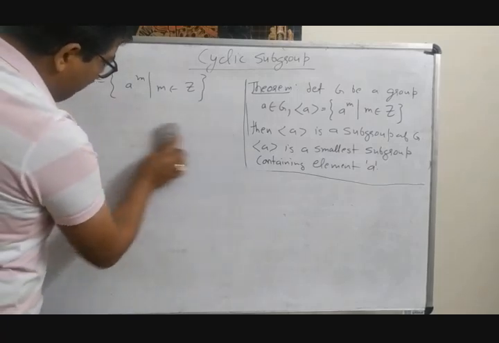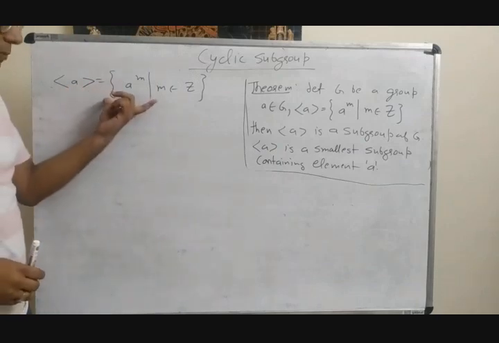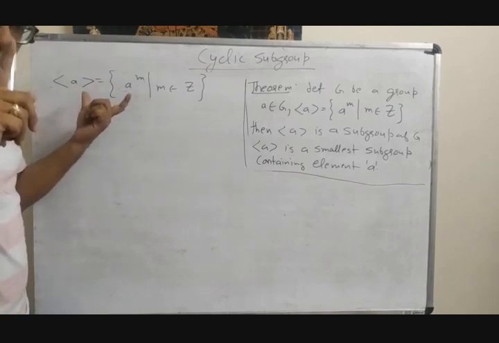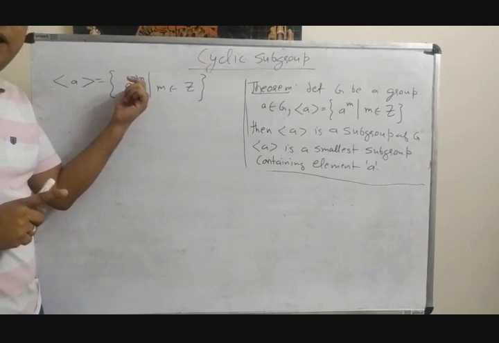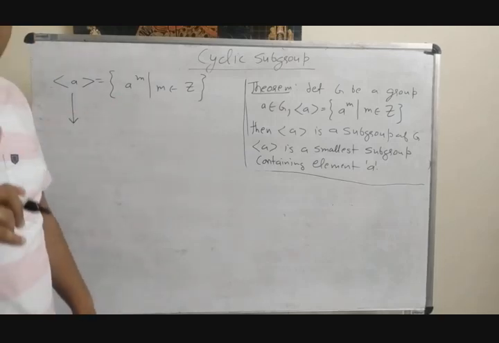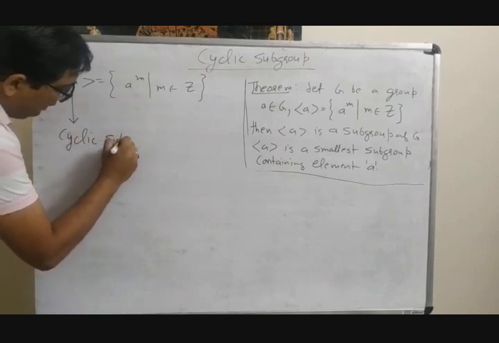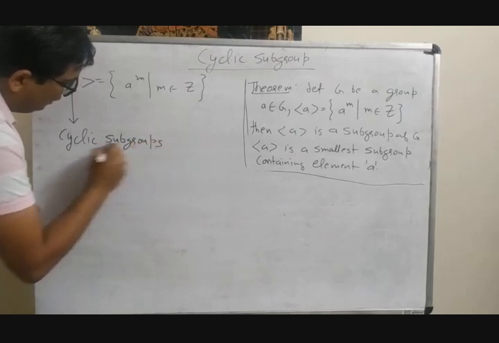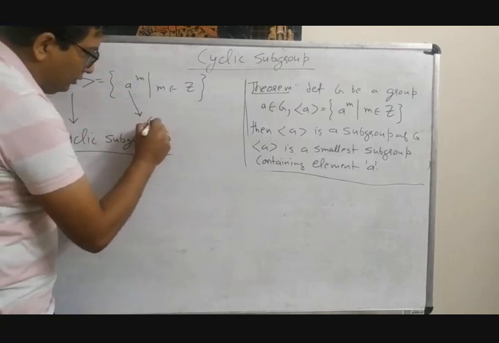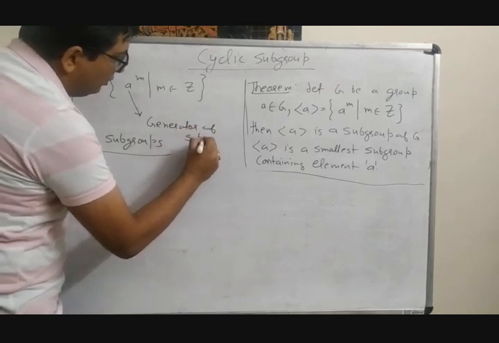Now if we see it carefully, what type of subgroup is it? This subgroup is generated by a single element. That single element is A. So these types of subgroups which are generated by a single element are named cyclic subgroups. And this element A is named the generator of the subgroup.